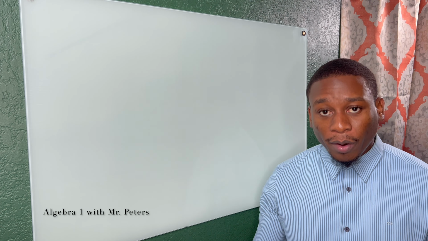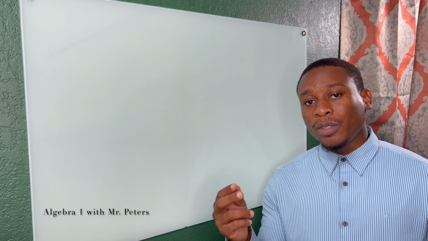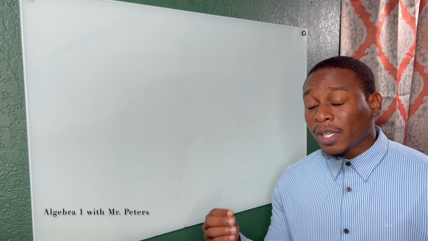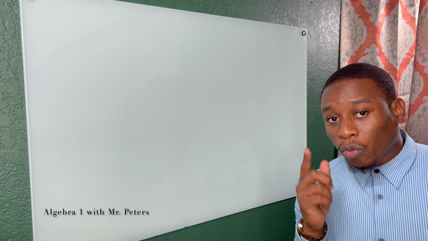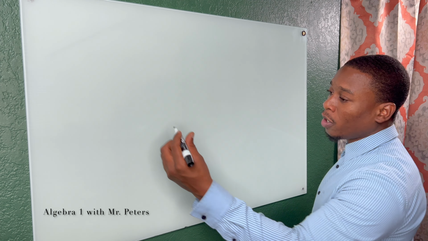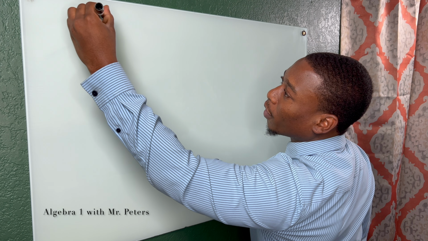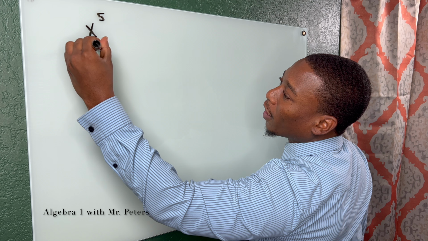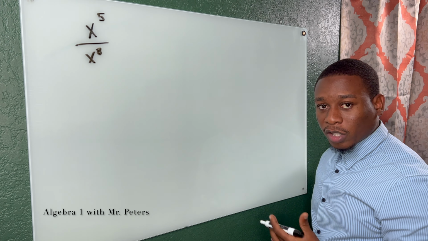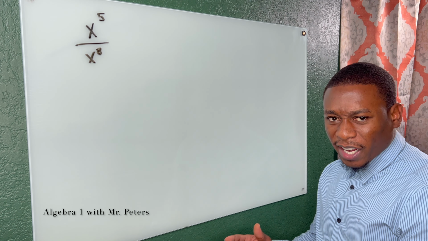So I'm going to show you how to divide exponents and what to do in case our answer gives us a negative exponent. We really hope you find this video helpful. So we're talking about problems like this. Say we had x to the fifth divided by x to the eighth. So these are the type of problems we're talking about when we talk about dividing exponents.